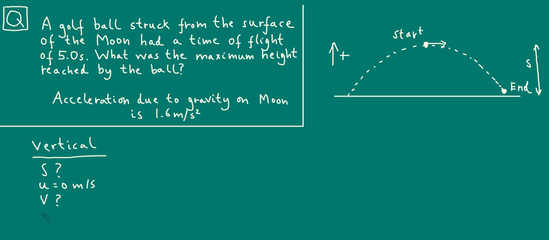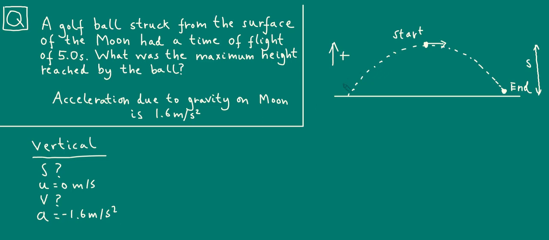The acceleration between start and end, well, the ball's just experiencing a constant downwards acceleration, the acceleration due to gravity on the moon. And because we've taken the upwards direction to be positive and the acceleration is acting downwards, the acceleration should be minus 1.6 meters per second squared.